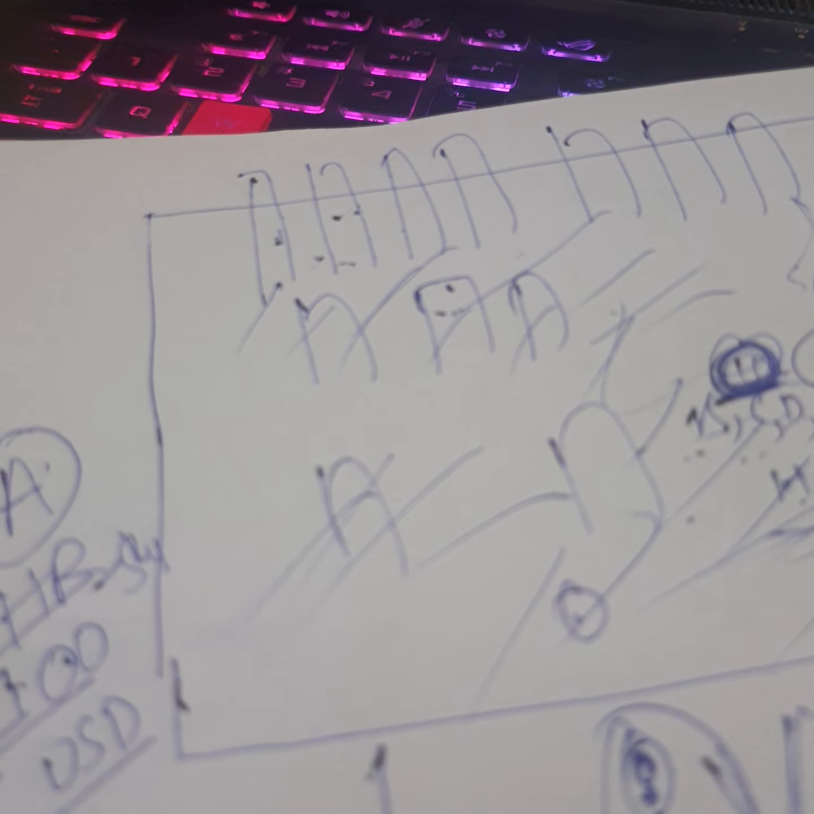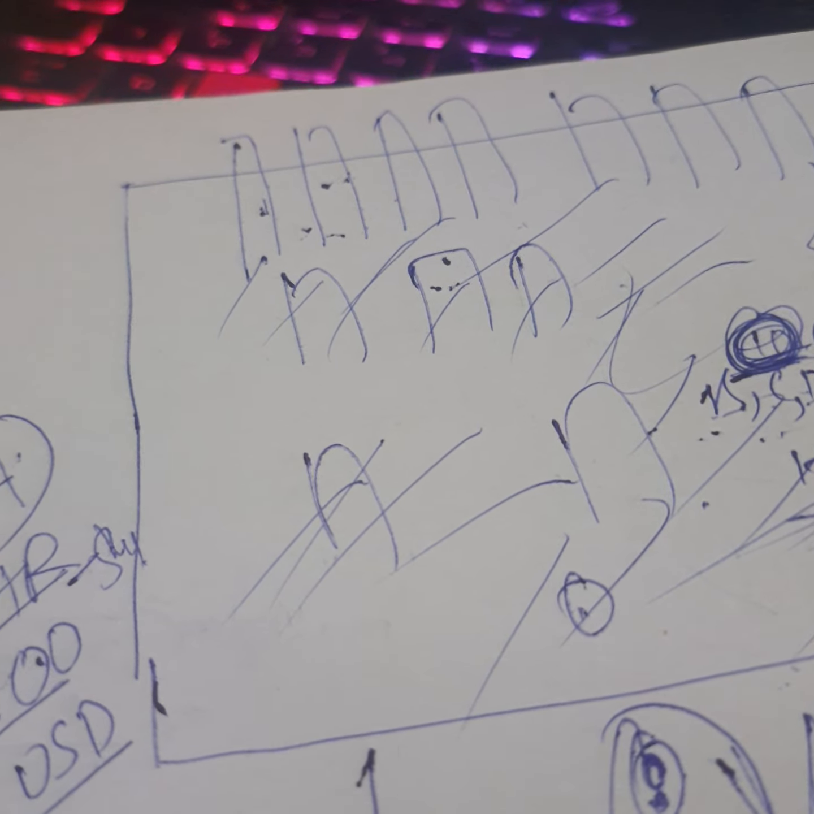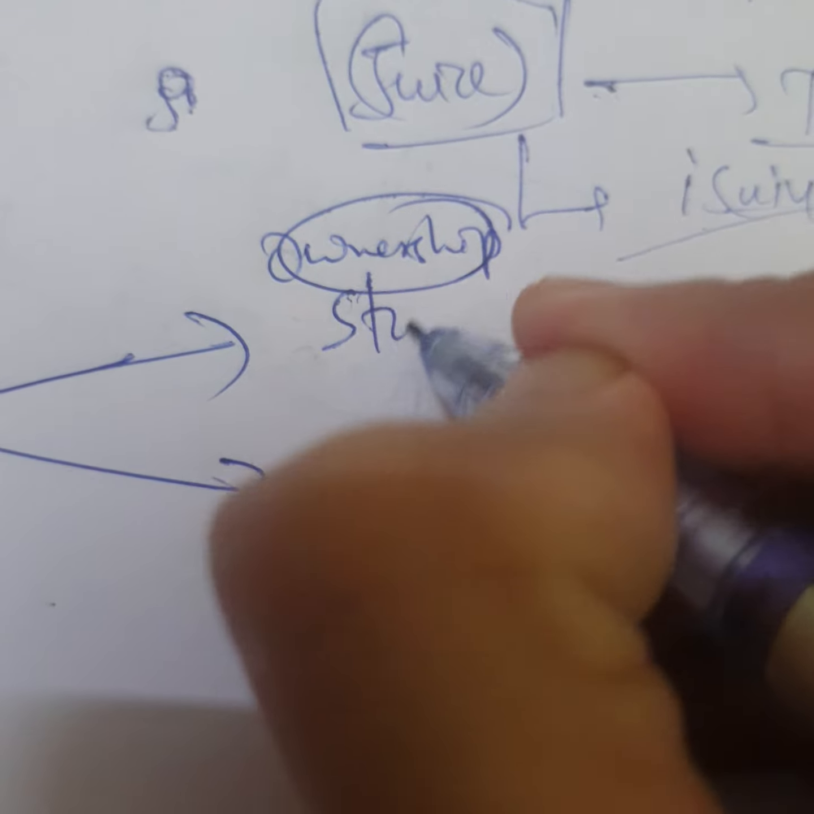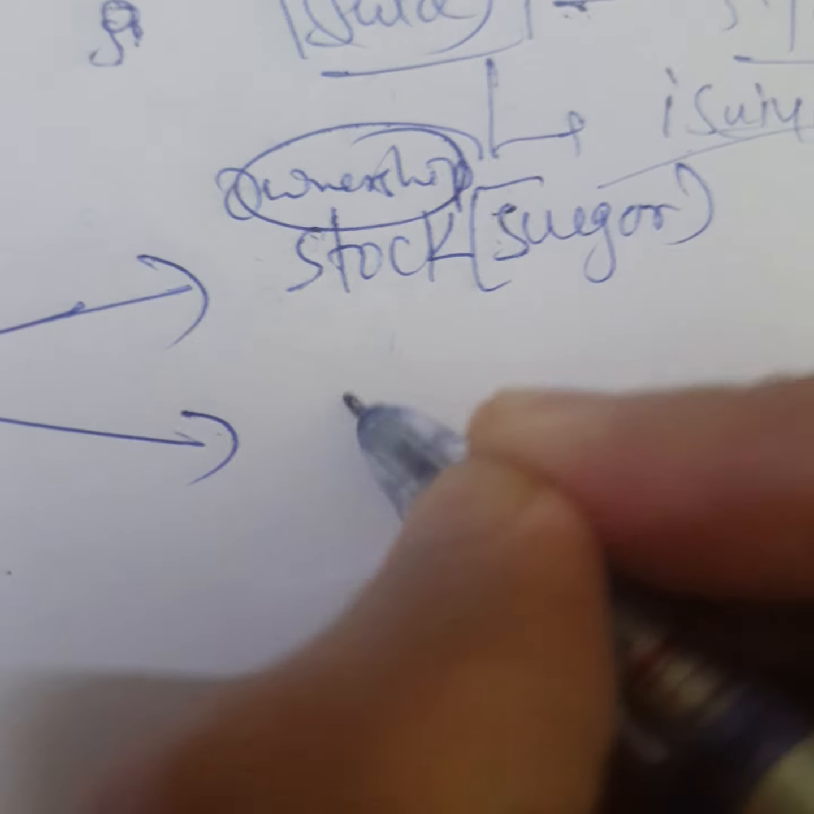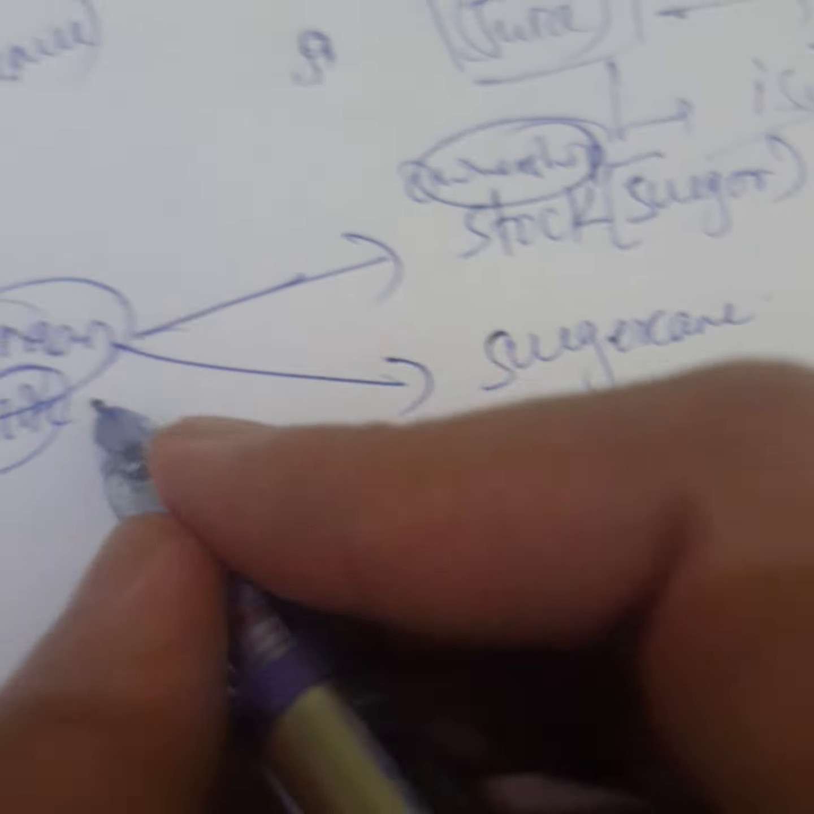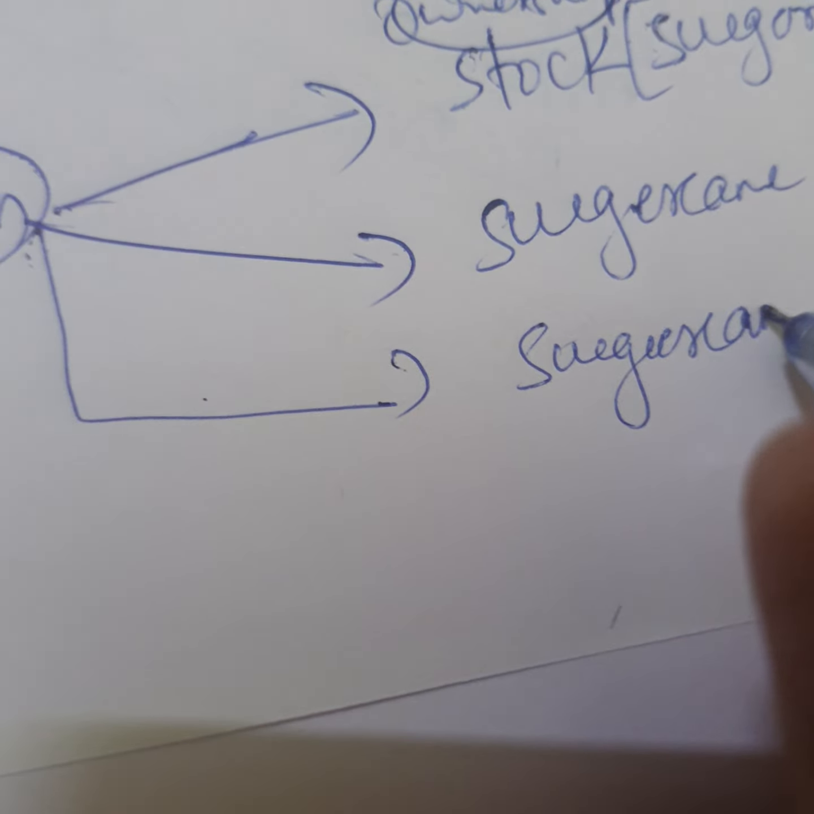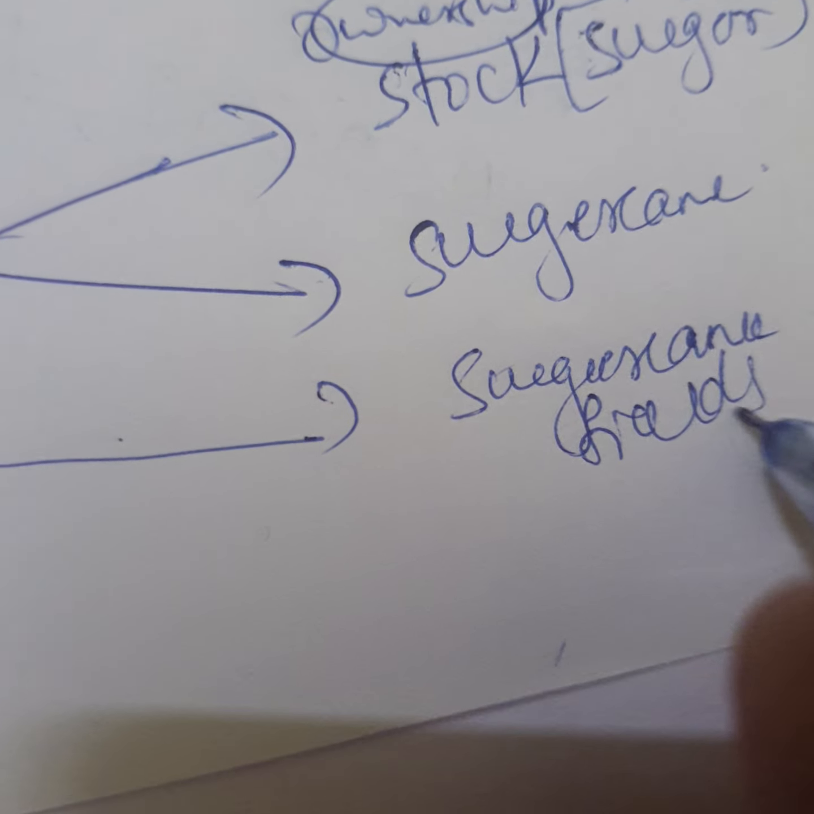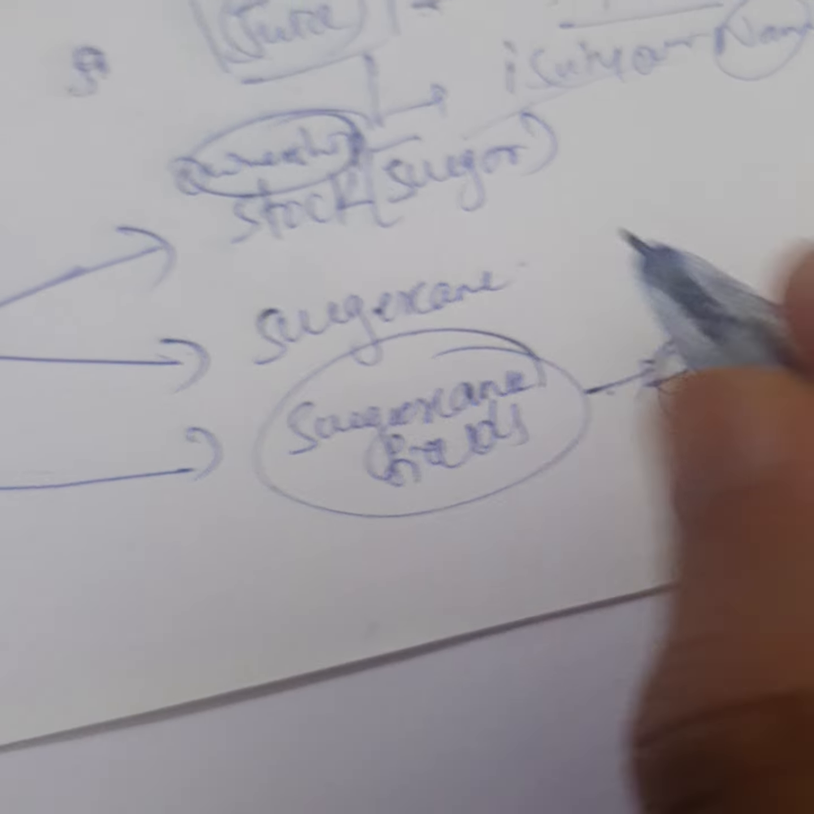The rich elite man wants to retain the ownership of the stock also. Sugar they want to have, and the sugar cane also they want, and at the same time they want the sugar cane fields also. The Holy Roman Empire, this is an empire, no one can touch this empire.